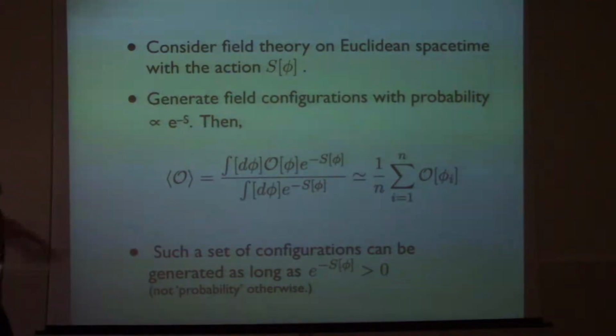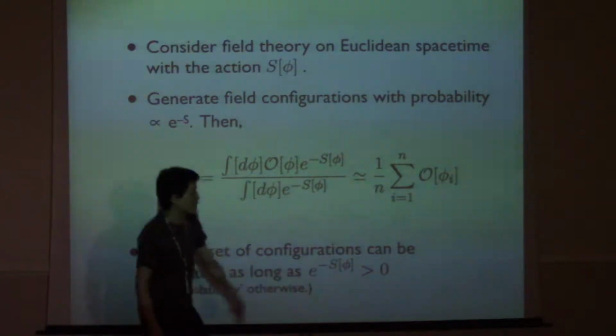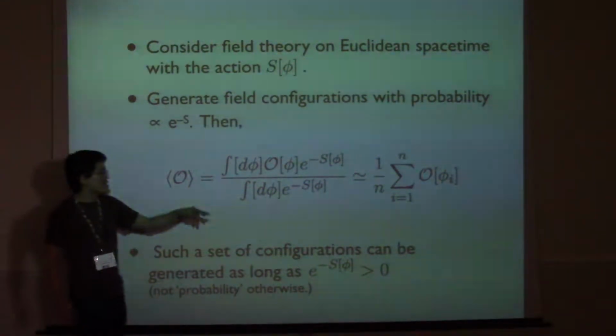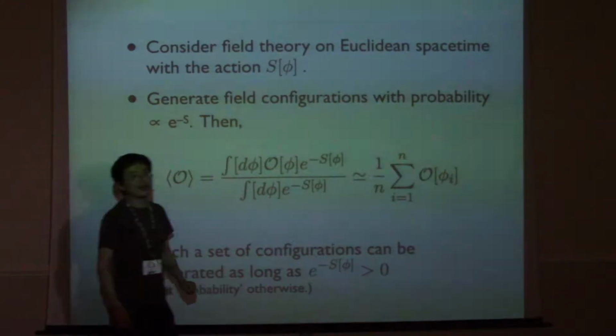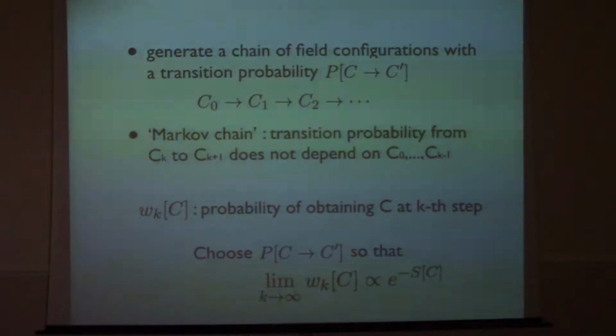And here I said this is a probability distribution. So of course, probability must be real and positive. As long as exponential minus S, this path integral weight, is positive, the method I explain from now can be applied. In Minkowski space, the weight exponential is complex. And still people are trying to apply Monte Carlo to such situations as well. But it becomes very tricky, so I won't explain such a situation this time. That's the reason why I concentrate on Euclidean signature.